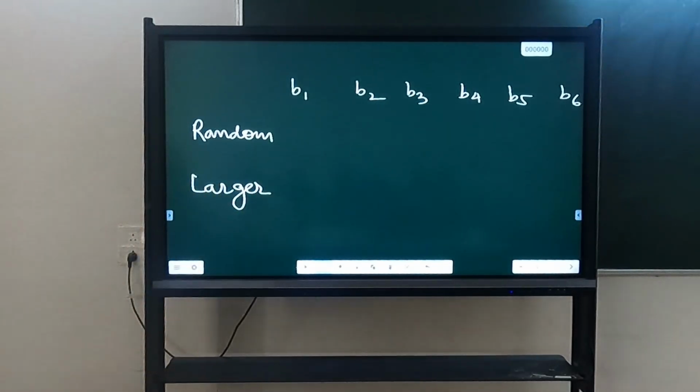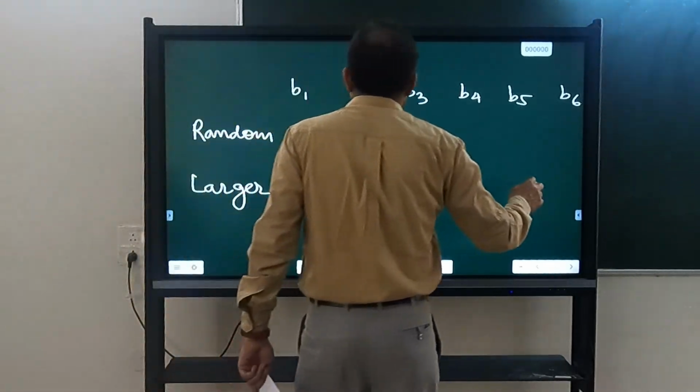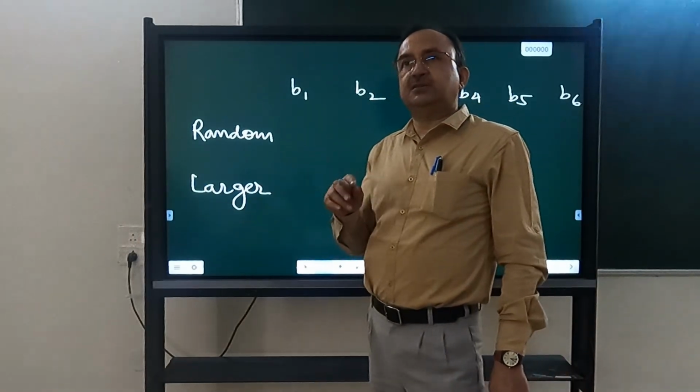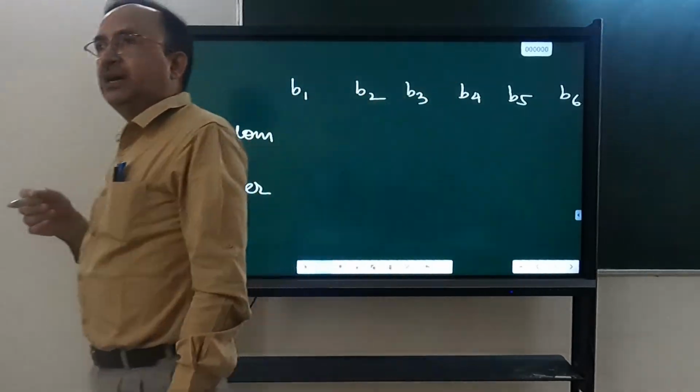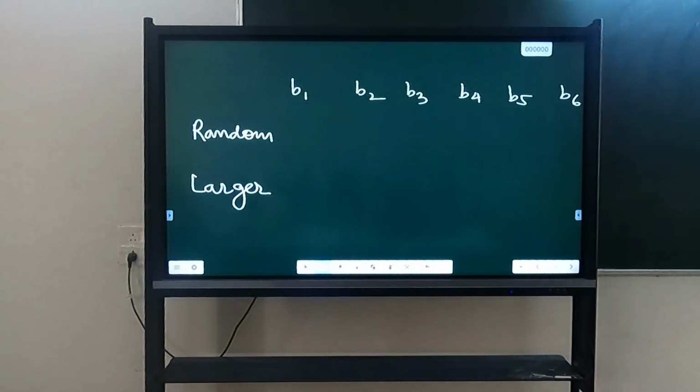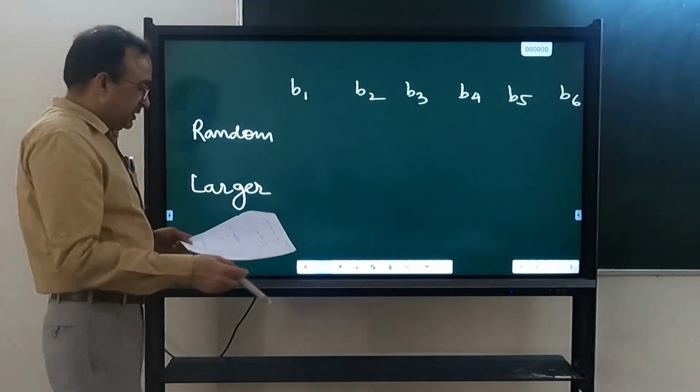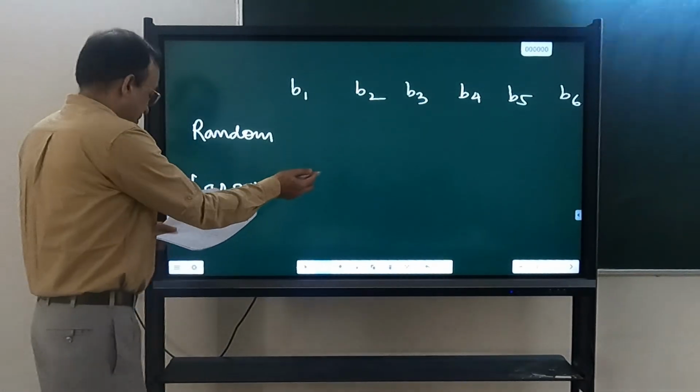What is meant by random and larger? Any earthquake, if you measure, you will measure two horizontal components. Out of that, one will be larger, another will be lower. If you consider only the larger component, then you will get these values. If you do not consider larger, you consider all, it will become random. It may be larger, it may be smaller, that is random. If you consider only the larger component, you will get these values.